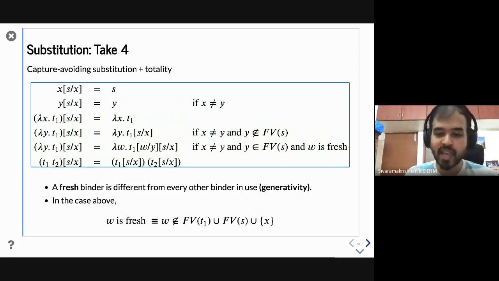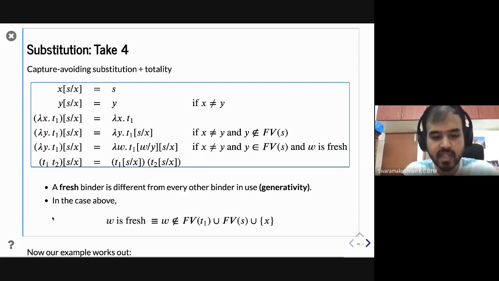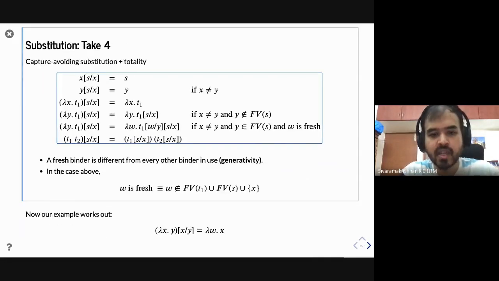So okay, we have this. What can we do with this? Now our example actually works out, right? Here is the example that got stuck in the previous state. We are substituting x for y in this constant function, which always returns y. Because x is part of the free variable set in the substitution term, which is just plain x here, we first replace all occurrences of x with some fresh w, right? So what happens is you replace lambda x dot y with lambda w dot y, right?